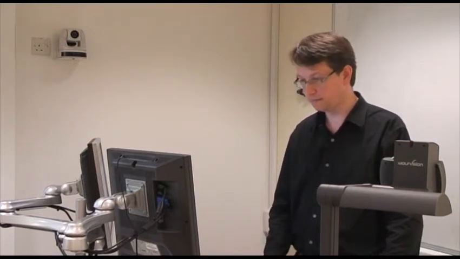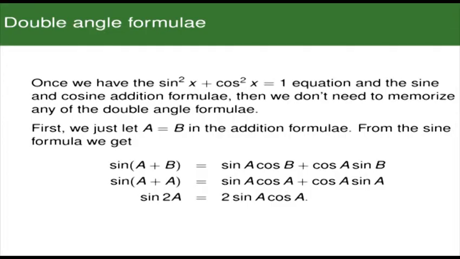Now, once we have the sin squared x plus cos squared x equals 1 equation and the sine and cosine addition formulae, then we don't need to memorize any of the double angle formulae. First, we just let A equal B in the addition formulae. From the sine formula we get sin(A+B) equals sin A cos B plus cos A sin B. And then letting B equal A, we end up with sin(A+A) equals sin A cos A plus cos A sin A. So that's sin 2A equals 2 sin A cos A. And that's one of the standard double angle formulae.